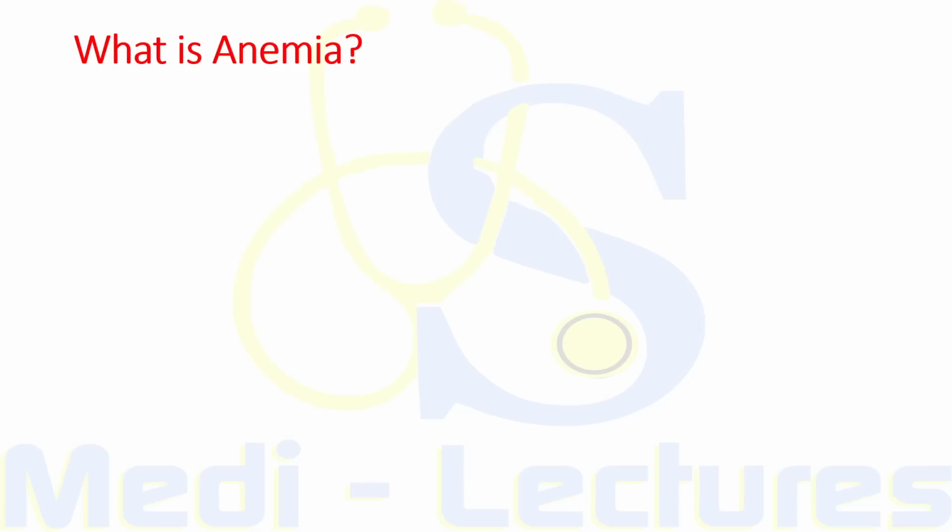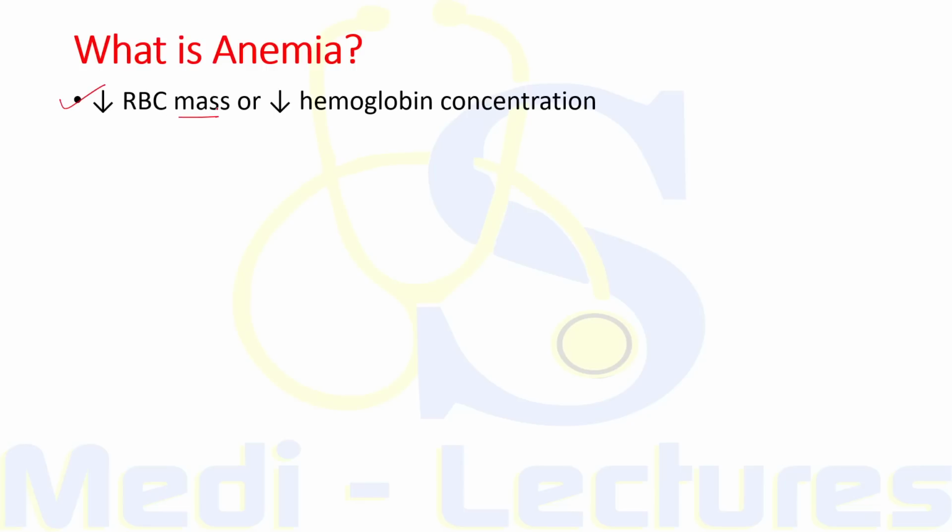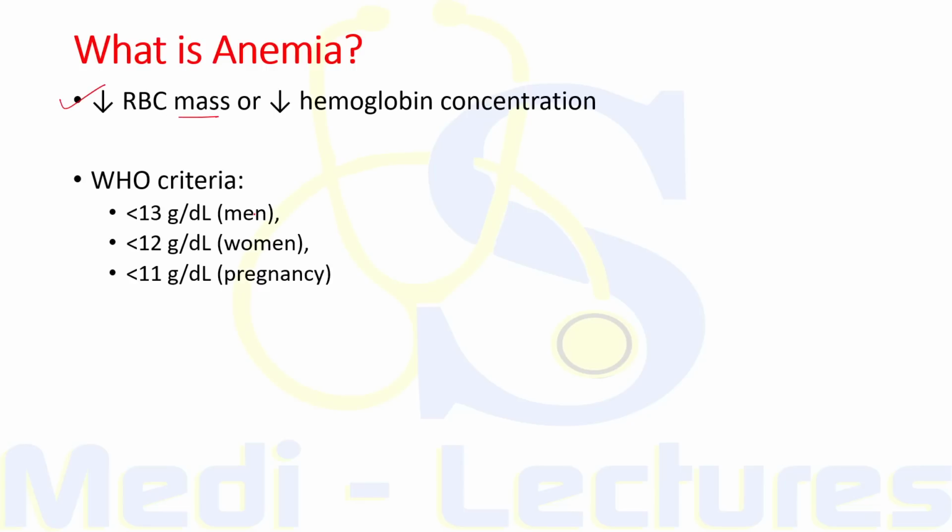Before jumping to the cause, we must first confirm that anemia is actually present using standard definitions. So anemia is basically decrease in RBC mass or hemoglobin concentration. So what is the WHO criteria? It is defined as hemoglobin less than 13 gram per deciliter in men, less than 12 gram in women and less than 11 gram in pregnancy.